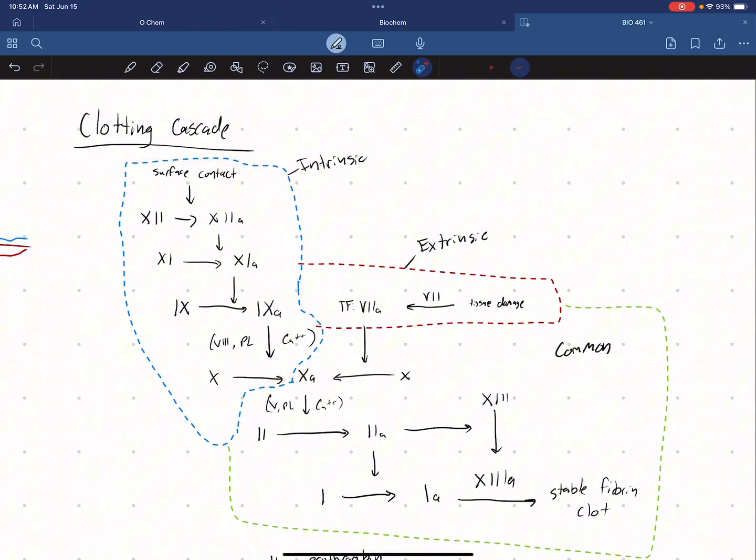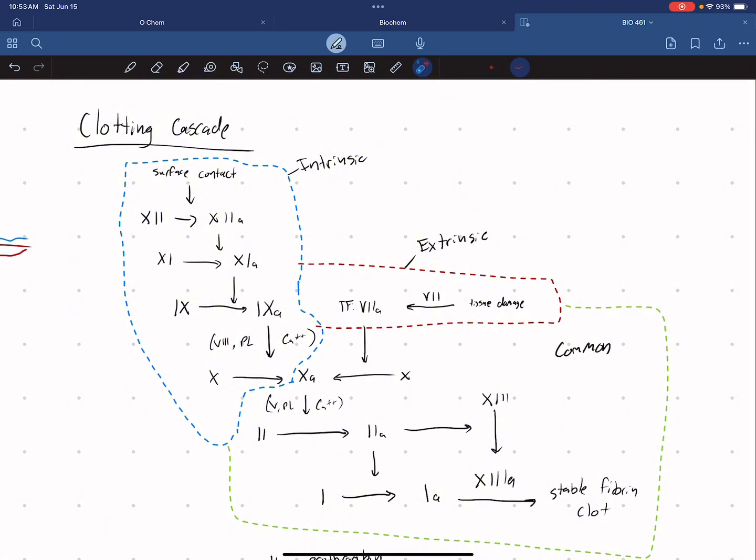If we have a surface contact, that will change our factor 12 to 12A, which will cause our factor 11 to change to 11A, our 9 to 9A, and then our 9A will need to be activated by factor 8, PL, or calcium. That will activate this factor, which will cause factor X to go to XA, or 10A. And so that is our intrinsic pathway.